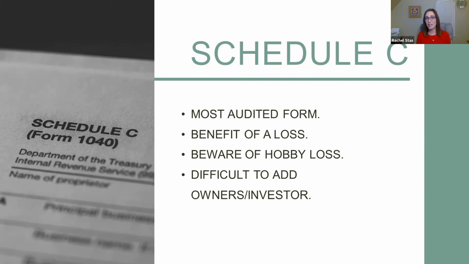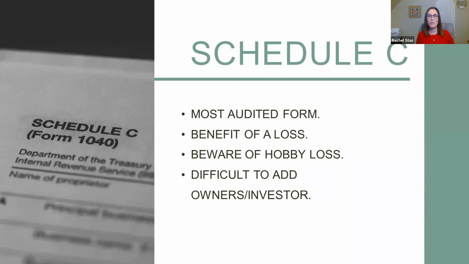Another negative about a Schedule C is it's difficult to add any kind of owners or investors, because it's all on your personal return. So if you have an investor that wants to see how your business did, cool, you can show them, but then you're also giving them the rest of your personal return. And if you have a family, your wife's stuff is on there, so there's a lot of information that you're giving, which is not ideal. So Schedule C is a little scary.